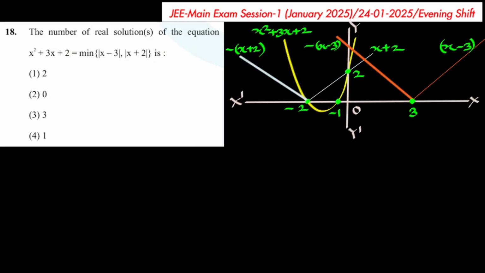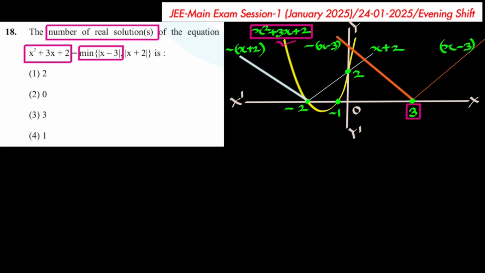In this question, we have to find the number of real solutions of the equation: x square plus 3x plus 2, this parabola, and minimum of mod x minus 3, which emerges at 3 here with positive part x minus 3 here and negative part minus x minus 3 here, comma mod x plus 2, which emerges at minus 2 here, its positive part is x plus 2 here and its negative part minus x plus 2 here.